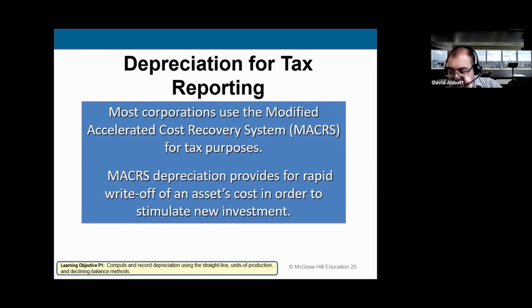So the modified accelerated cost recovery system allows straight line depreciation for some assets, but requires accelerated depreciation for most kinds of assets. And it's not acceptable for financial reporting because it doesn't consider the asset's useful life or salvage value.